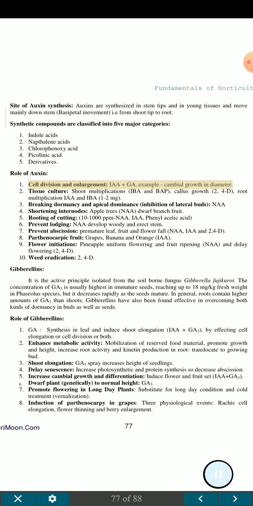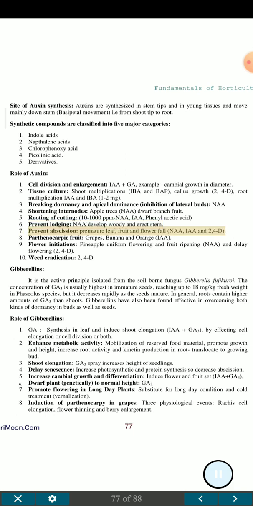1. Cell division and enlargement, IAA plus GA, example, cambial growth in diameter. 2. Tissue culture: shoot multiplication, IBA and BAP; callus growth, 2,4-D; root multiplication, IAA and IBA, 1-2 mg. 3. Breaking dormancy and apical dominance, inhibition of lateral buds, NAA. 4. Shortening internodes, apple trees, NAA, dwarf branch fruit. 5. Rooting of cutting, 10-1000 ppm NAA, IAA, phenyl acetic acid. 6. Prevent lodging, NAA develops woody and erect stem.